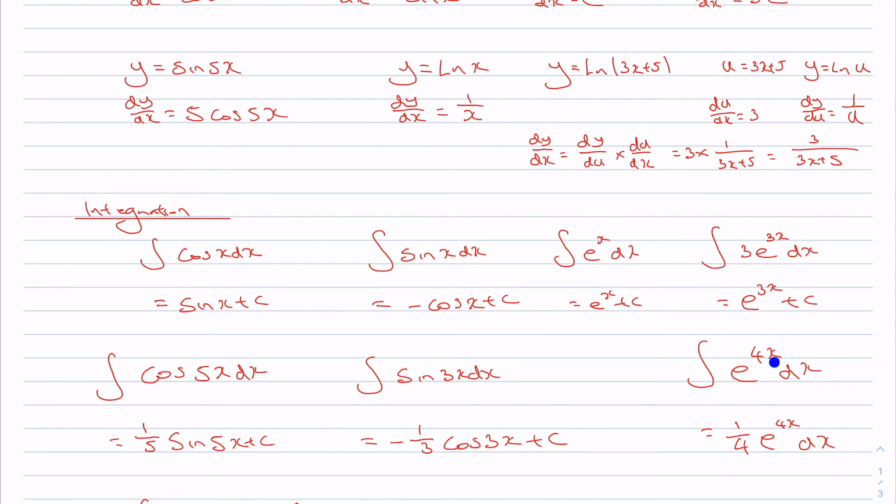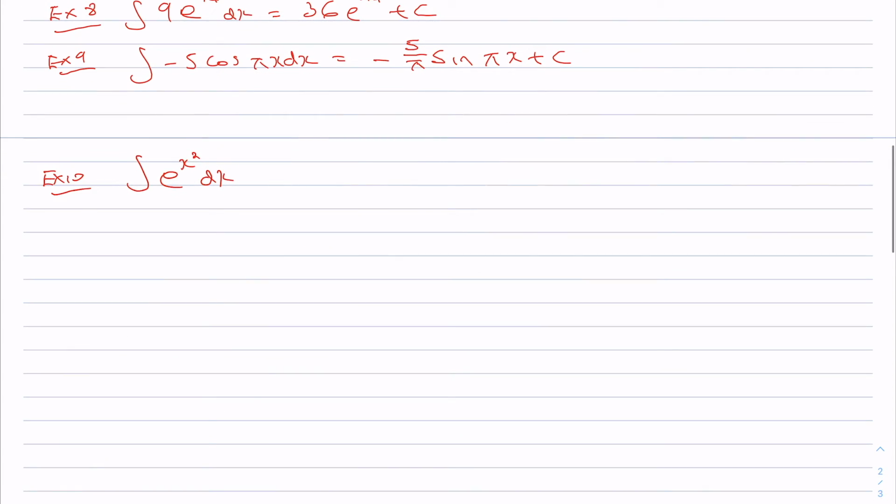What's the derivative of 4x? Well, the derivative is 4, so 1 divided by 4. I am doing the same thing. What is the derivative of x squared? The derivative of x squared is 2x. And I'm dividing the thing inside by that, so it'll be 1 over 2x. And then once I've got that, it's e to the x squared plus c. And that's all I'm doing here.